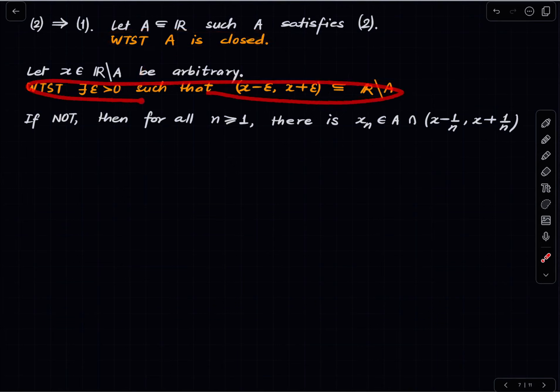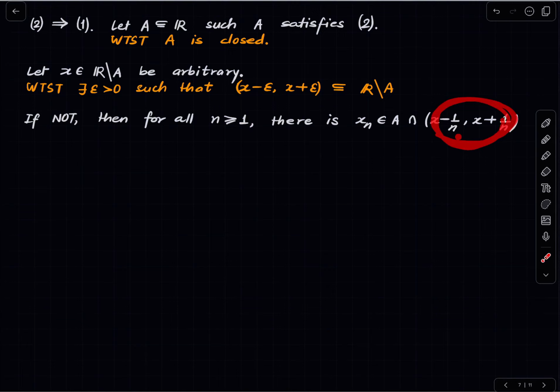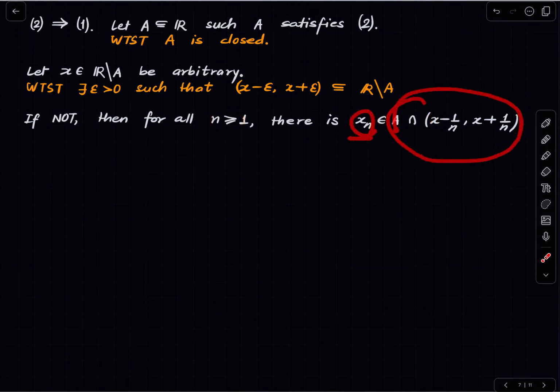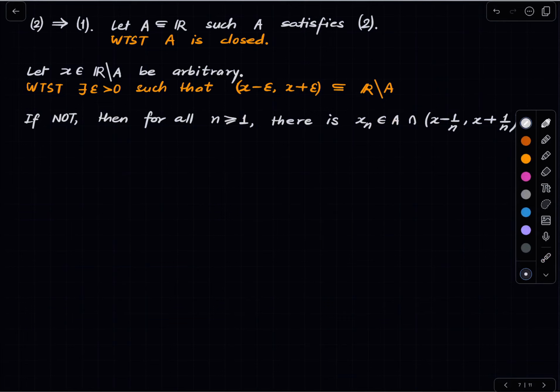And if we assume on the contrary to this, then in particular, for each n, this interval around x has to contain some point of A. Because if it doesn't, we will have found an epsilon which fills the bill. So for each n, there will be some open interval around x which contains a point of A, and let's say xn is one such point. So we have chosen a point xn in this intersection. And now just note that xn converges to x basically.